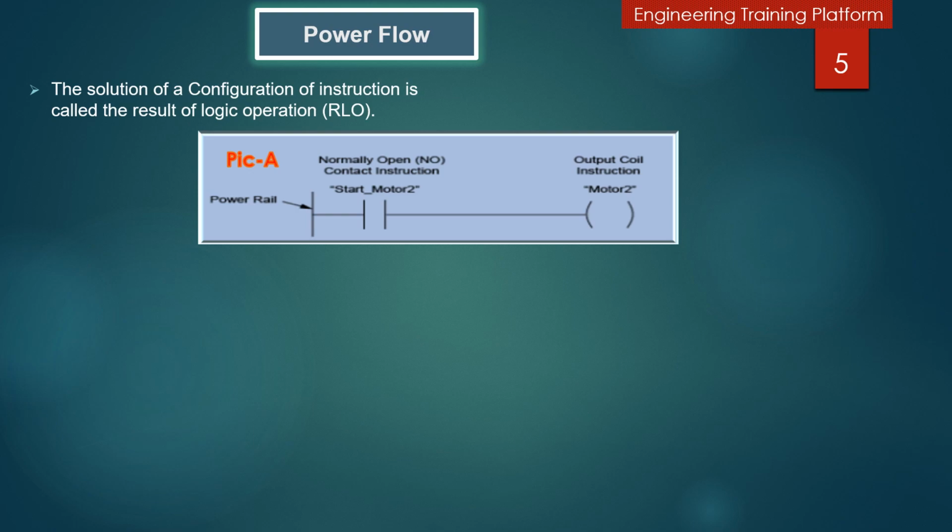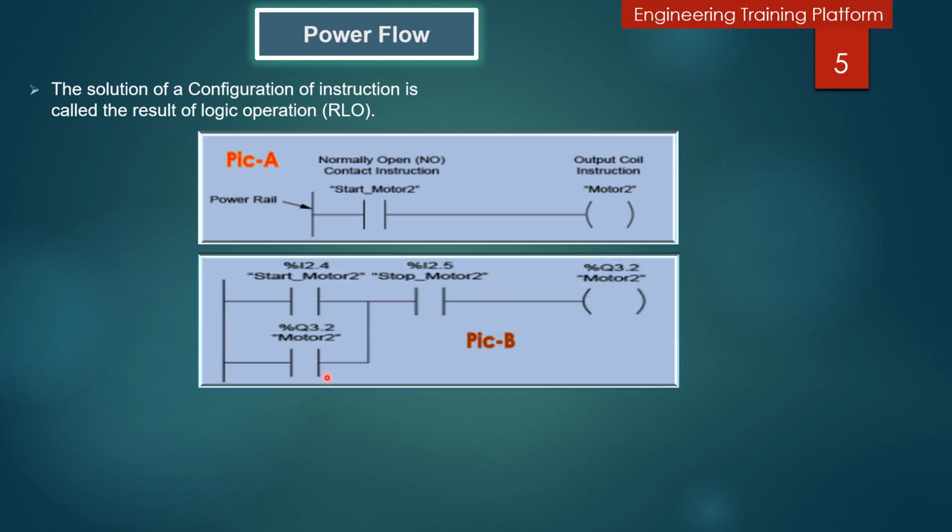As you can see in picture A, when the normally open contact instruction closes, then the power flows to the output coil instruction. The RLO to the output coil instruction is a logic 1 and the output coil instruction is executed. When the normally open contact does not change state, then power will not flow. In this condition, the RLO to the output coil instruction is a logic 0 and the output coil instruction is not executed.